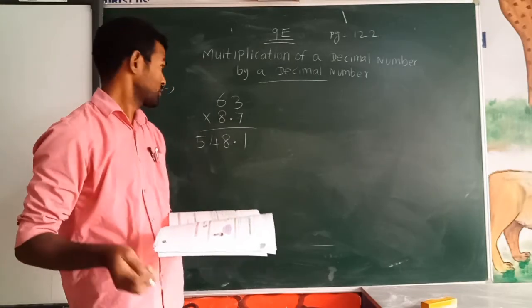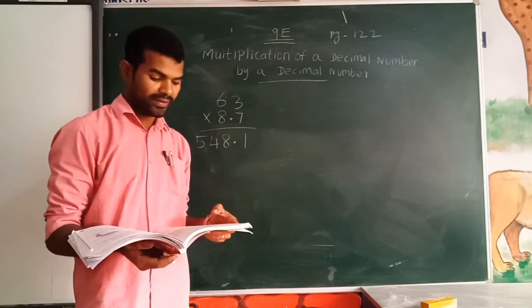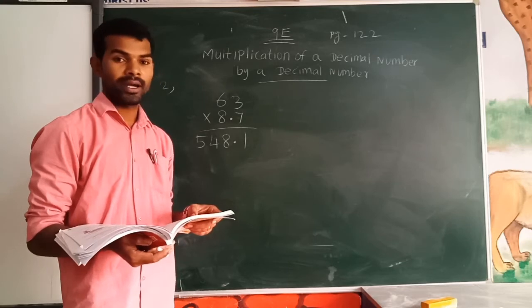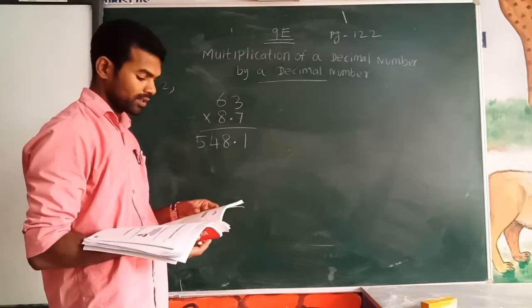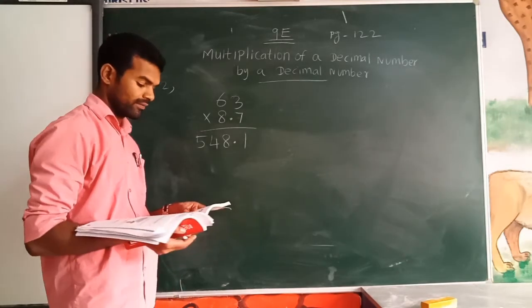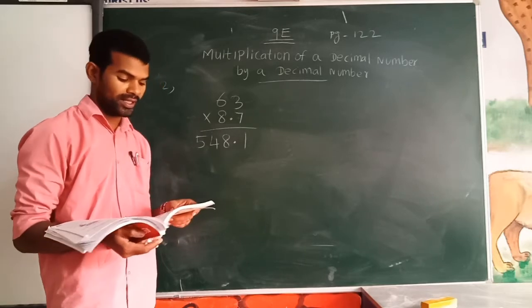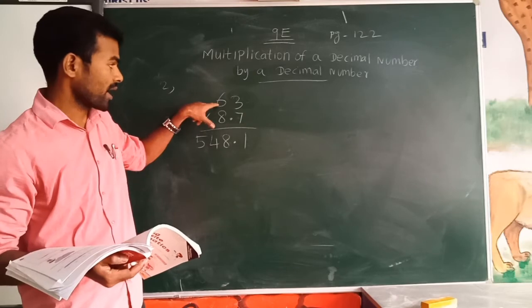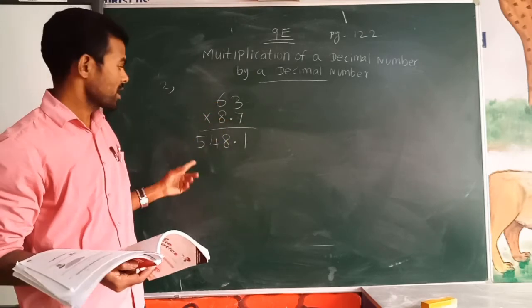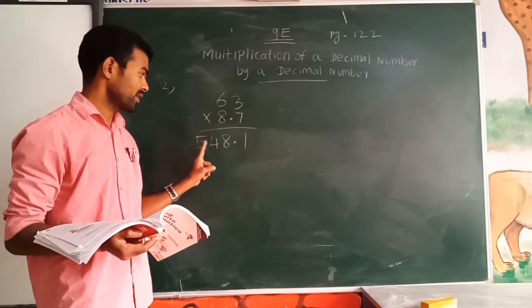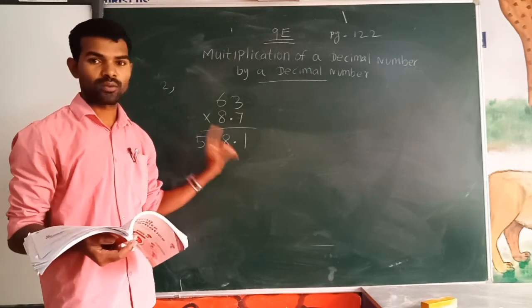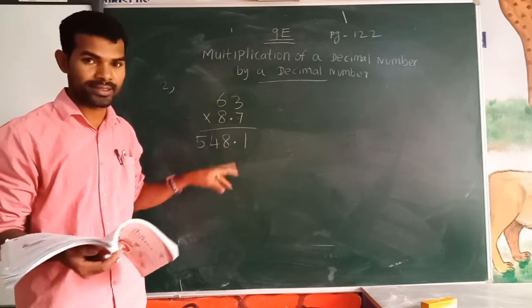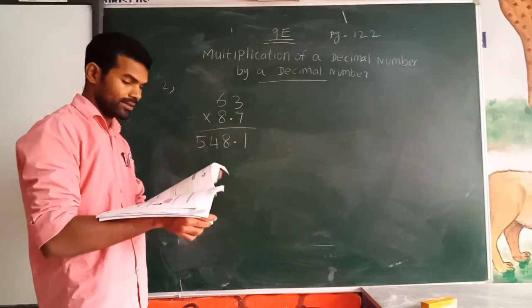Next, look at question number 2. If 63 multiplied by 8.7 equals 548.1. If you multiply these two numbers, 63 and 8.7, the answer is 548.1. This is the answer. If you multiply these two numbers, the answer is this.